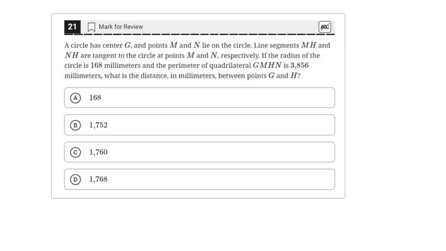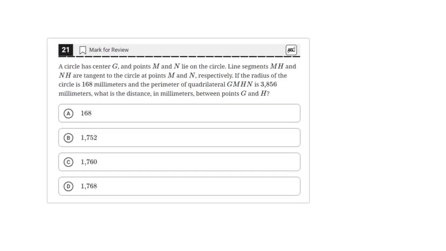A circle has center G, and points M and N lie on the circle. Line segments MH and NH are tangent to the circle. Yeah, here's the circle. There's G. M and N are on the circle. The radius of this circle is that, and the perimeter of the quadrilateral is that. What's the distance between G and H?